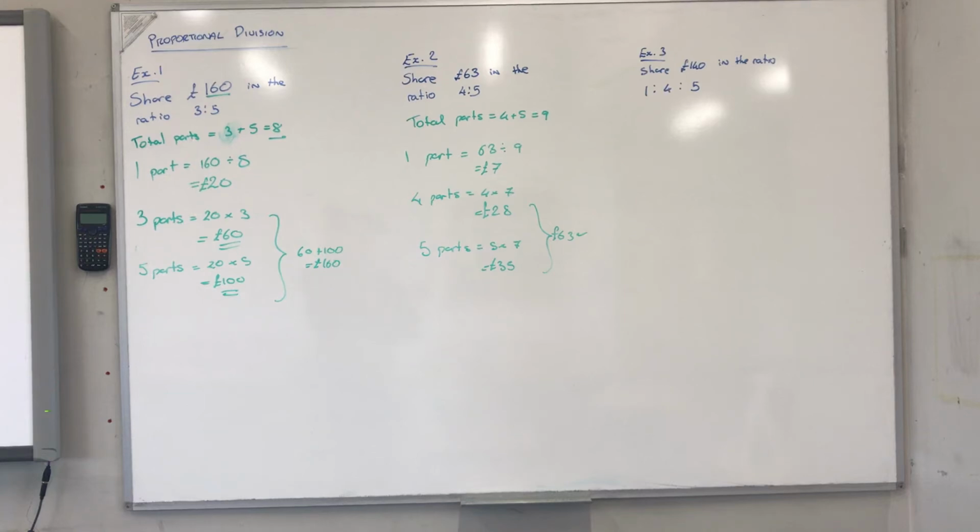Example 3 might look more complicated because it's got more component parts, but that's fine, the method still works. Find the total parts, find one part, find the parts we want.